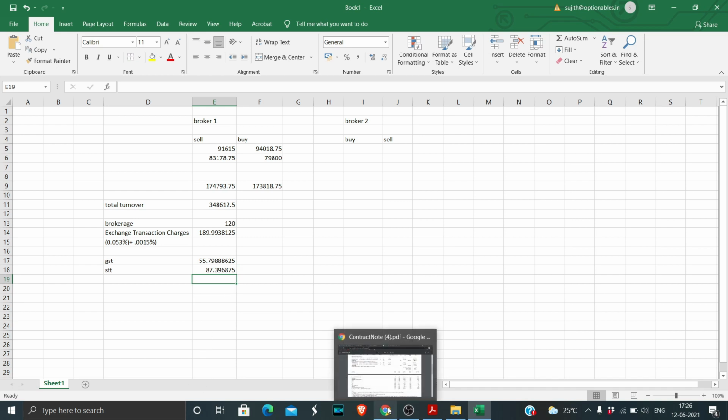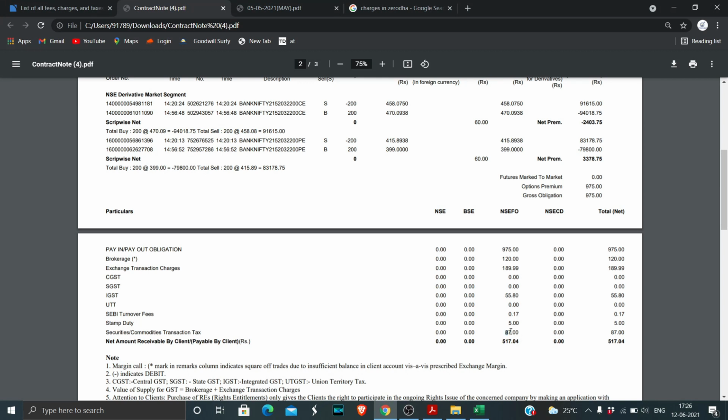So let us see if it matches or not. 87, correct. So 87.39. They have rounded off to 87. So you have to see what the exact figure is. I hope you understood. So exchange brokerage was 120, that is 20 rupees per order for us. Then exchange transaction charge is 0.053 as per the NSE.